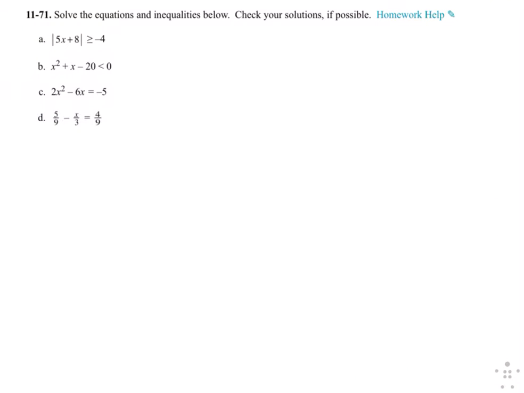Okay, for 71, they want us to solve these inequalities. So A, I have the absolute value of 5x plus 8, greater than or equal to -4.